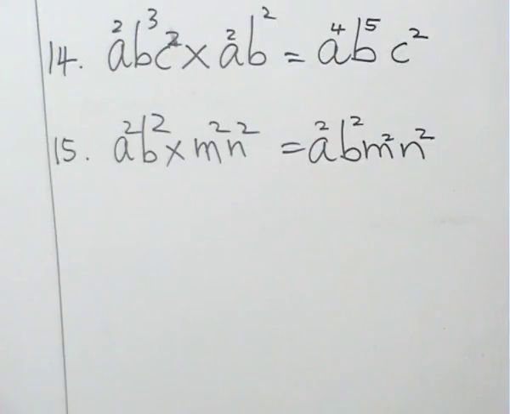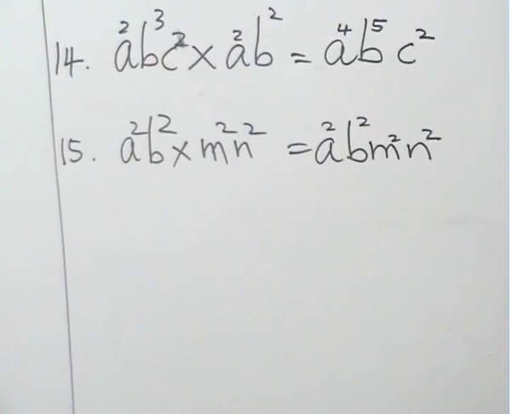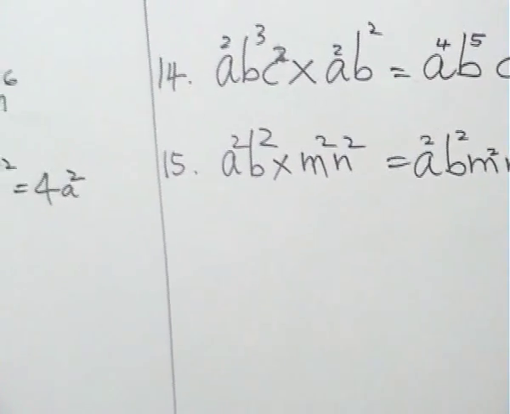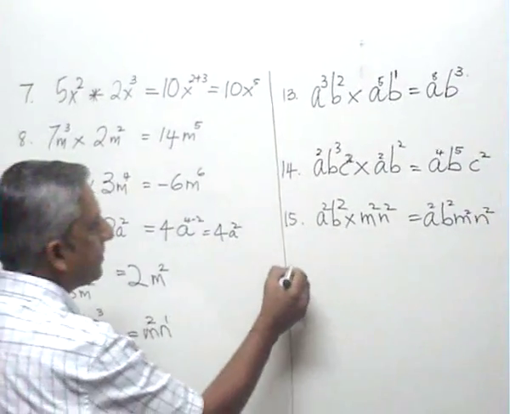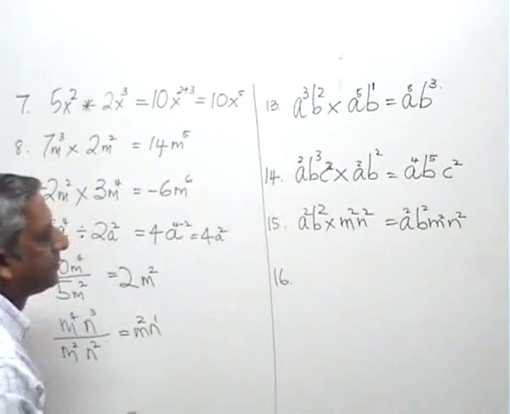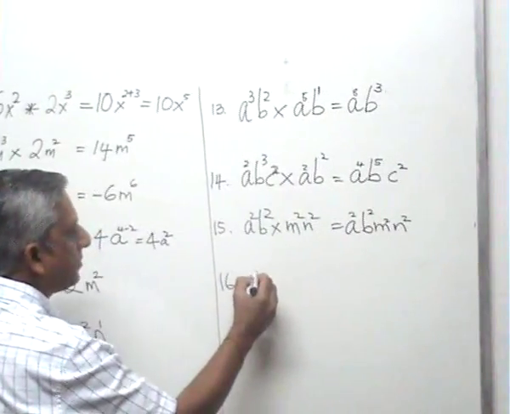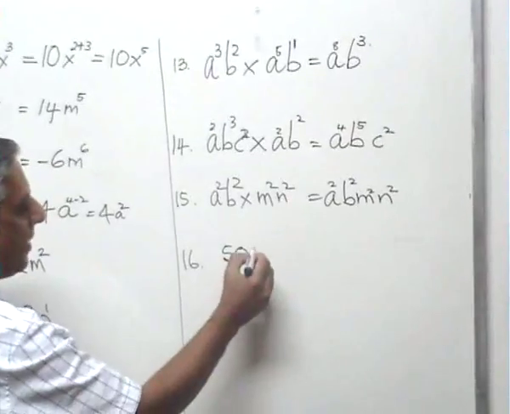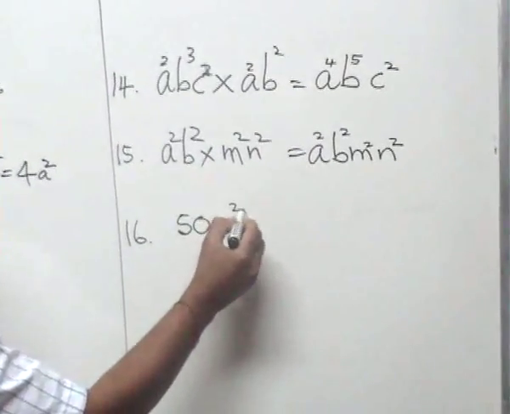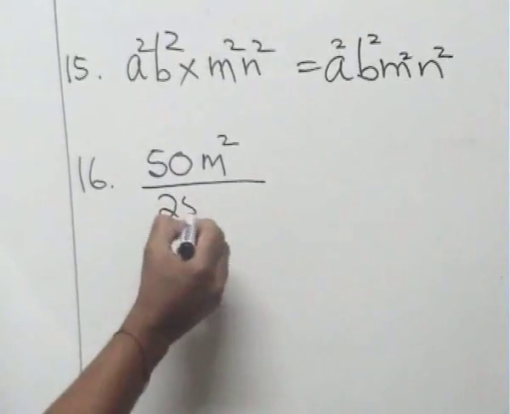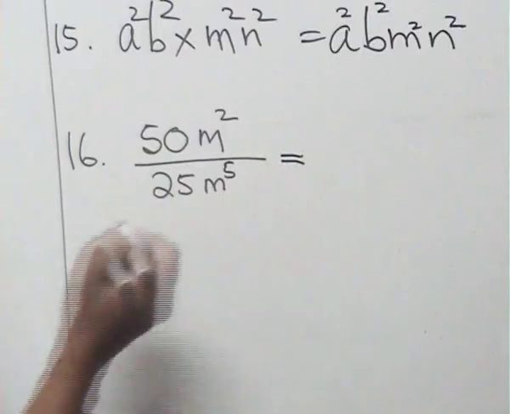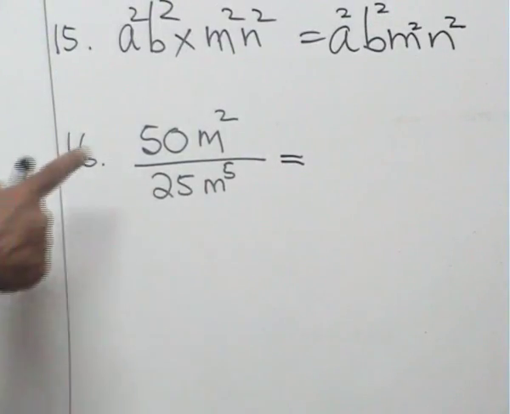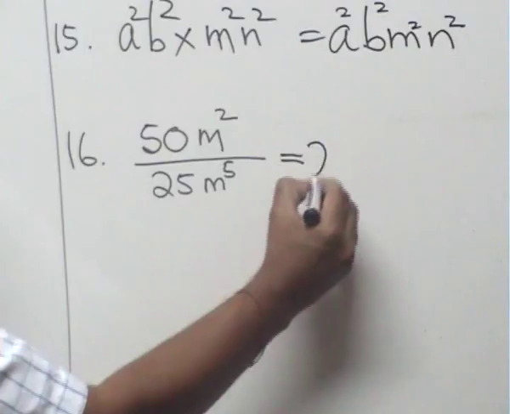Alright, so let us see. We've done some multiplication, we've done some division, and we've done some examples with numbers. Alright, so let's do one final one. 16, 50 m squared divided by 25 m to the 5. Now you'll see what happens here. 50 divided by 25 will give you 2.